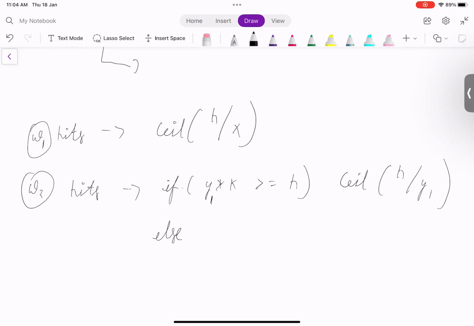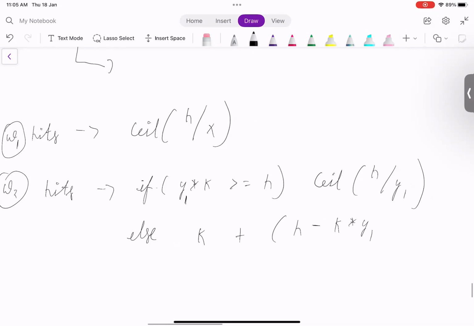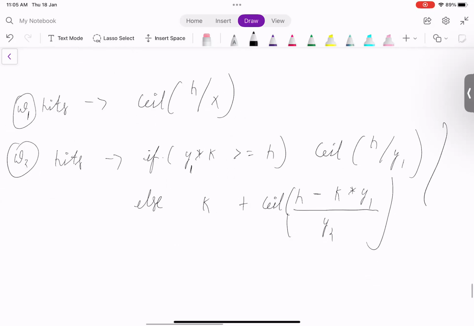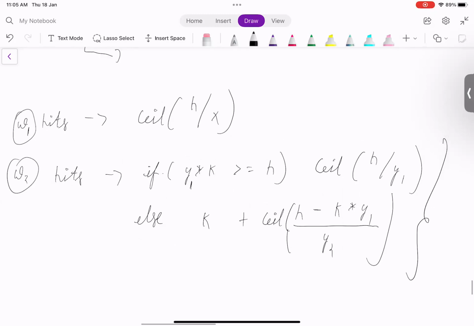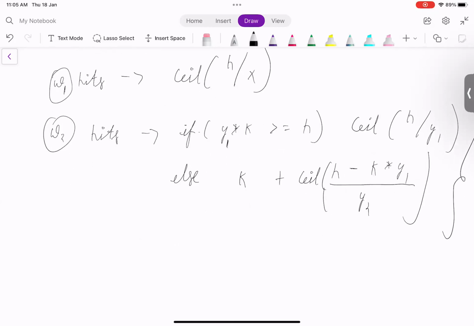So now we know that we already used K rounds. After using K rounds, the leftover damage is H minus K into Y1. This is the leftover damage. From now on, using only this weapon, we can deal a damage of Y2 only, right? So K rounds are done, plus the extra rounds would be ceil of H minus K into Y1, the leftover health, divided by Y2. So it depends on Y1, K and H, and which case it belongs to. Once we calculate the hits of weapon 1 and weapon 2, it is the minimum of both, right?